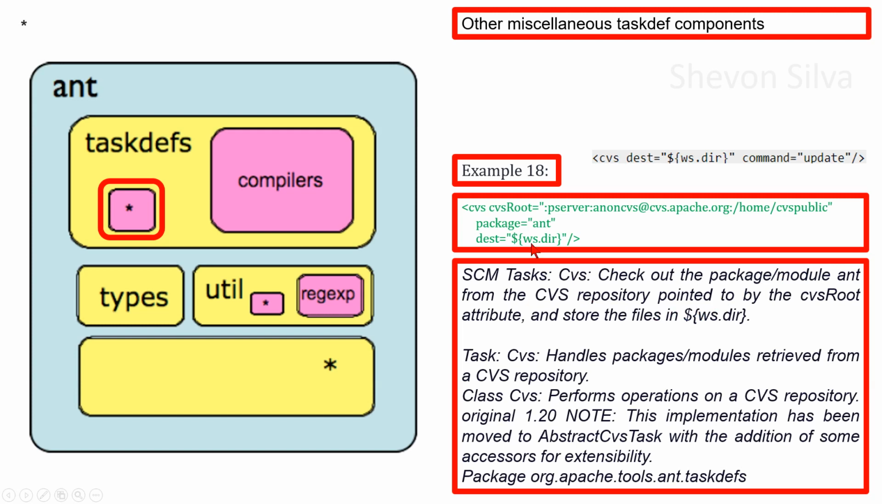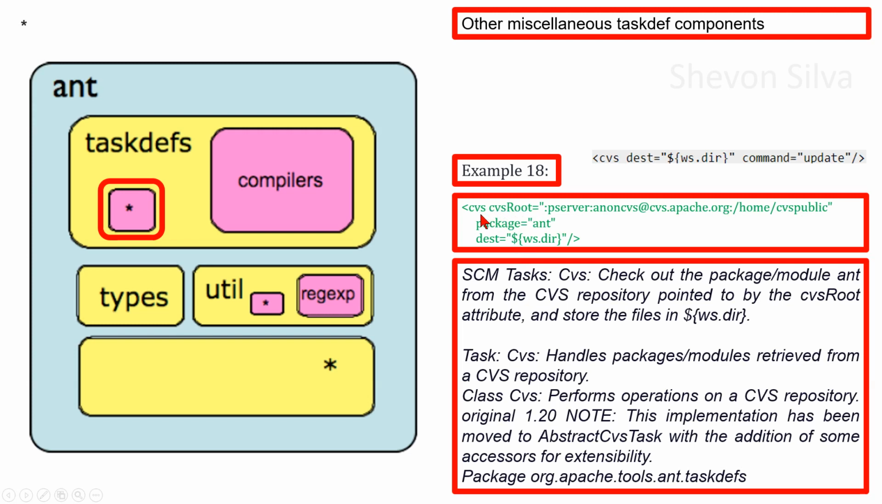Now we are focusing on CVS in SCM tasks. Check out the package/module ant from the CVS repository pointed to by the CVSROOT attribute, and store the files in ${ws.dir}. Task CVS handles packages/modules retrieved from the CVS repository.